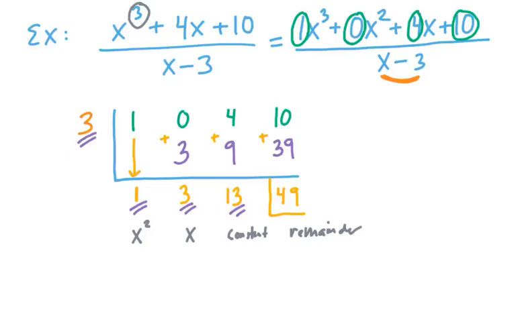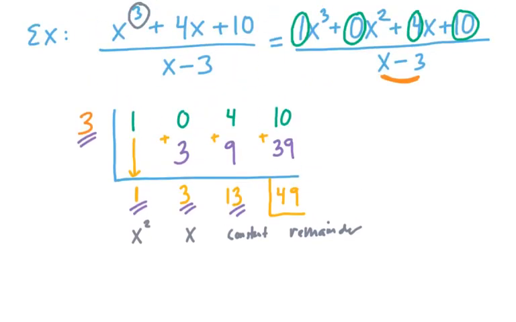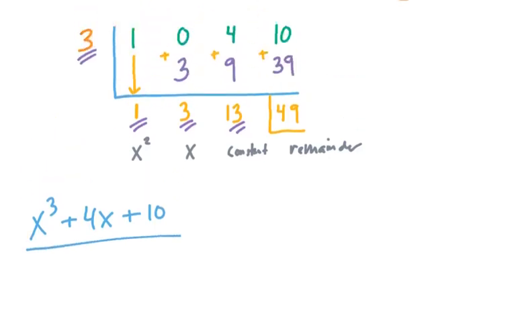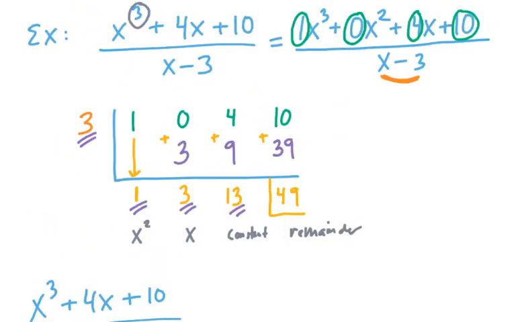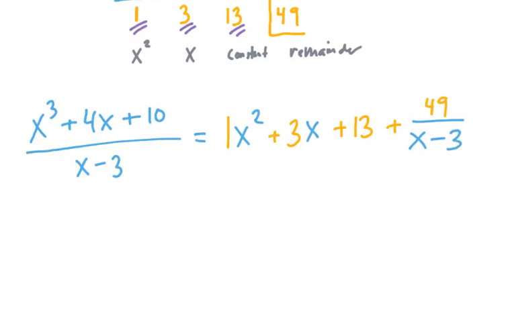So I'll take one more moment here to write this answer out in a careful way. So again, I need to take what we started with. Sorry, I can't remember. So it was x cubed plus 4x plus 10. And we divided that by, let's see, it was x minus 3. And our answer is 1x squared plus 3x plus 13, and then plus 49 divided by x minus 3. So that would be our final answer using synthetic division.